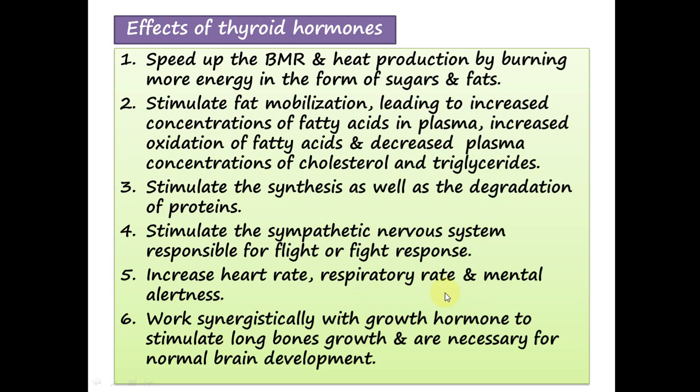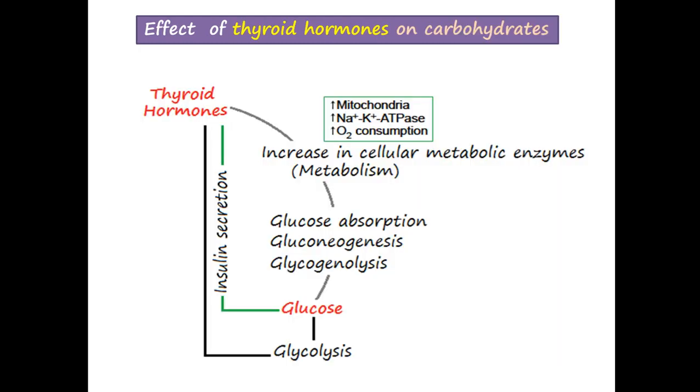In combination with the growth hormone, the thyroid hormone stimulates the growth of the long bones, and particularly it is very important for the development of the brain. And a newborn child which is deprived of the thyroid hormones will be a cretin as well as a mentally retarded person due to impaired development of the brain.